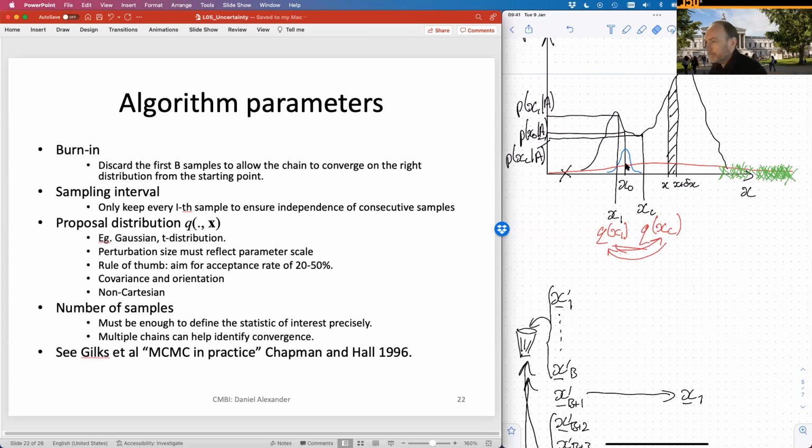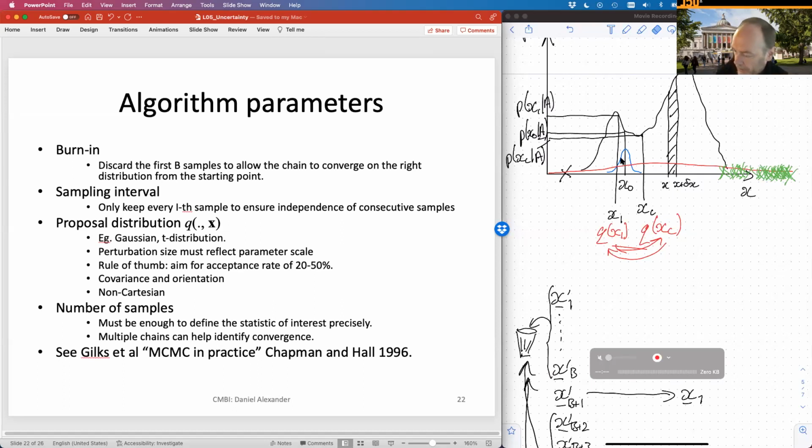Okay, what other issues have we got here? So choice of proposal distribution, again, very much an art, and an important art to get right in order to make the most out of MCMC. So first of all, the shape of the proposal distribution. I've suggested here using a simple Gaussian, and most of the time that's fine.